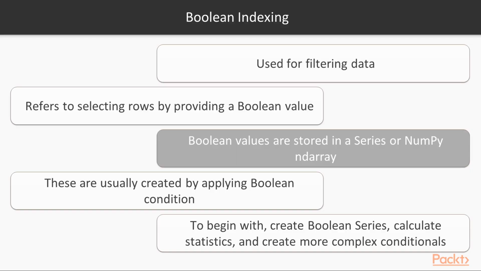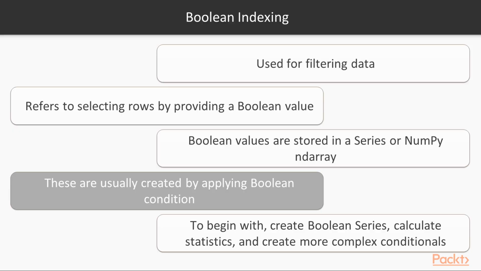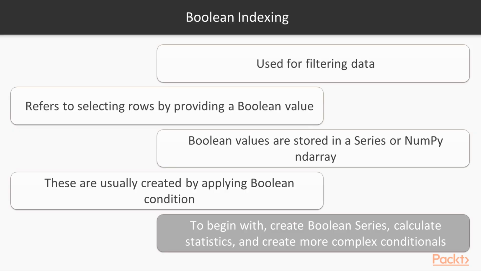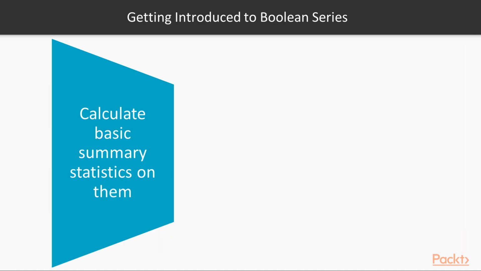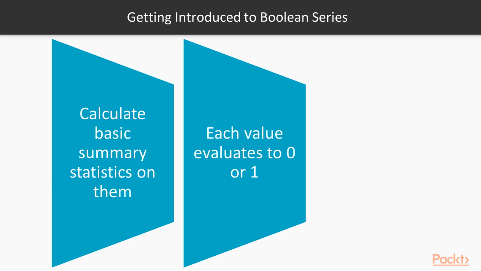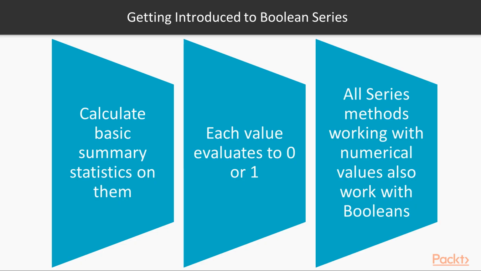These Boolean values are usually stored in a series or NumPy ndarray and are usually created by applying a Boolean condition to one or more columns in the data frame. We begin by creating a Boolean series and calculating statistics on them, and then move on to creating more complex conditionals before using Boolean indexing in a wide variety of ways to filter data. When first getting introduced to Boolean series, it can be informative to calculate basic summary statistics on them. Each value of a Boolean series evaluates to 0 or 1, so all the series methods that work with numerical values also work with Booleans.